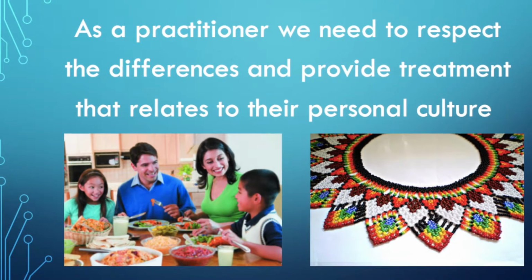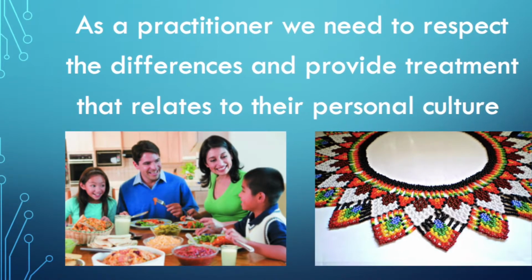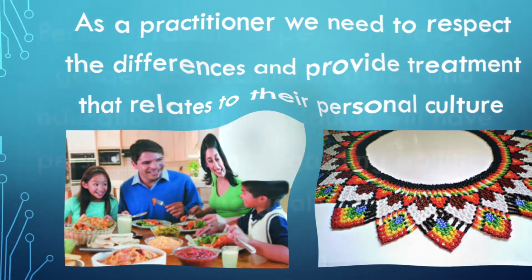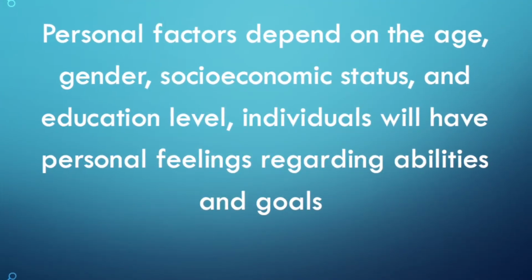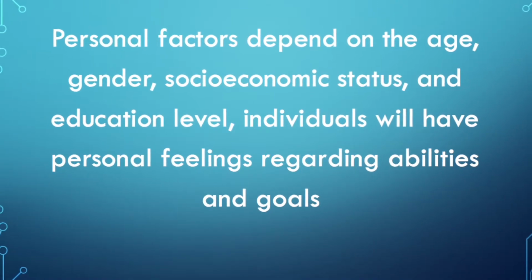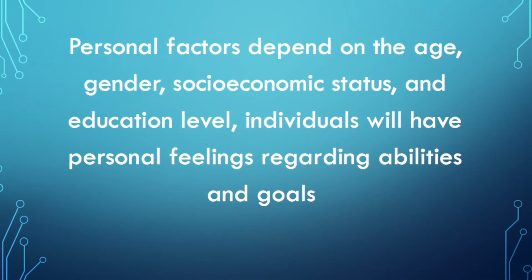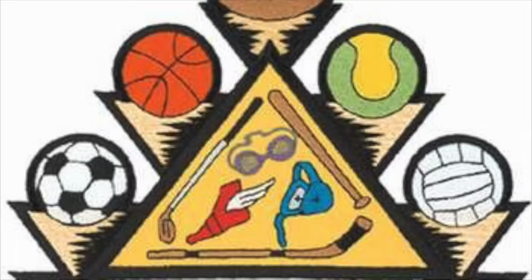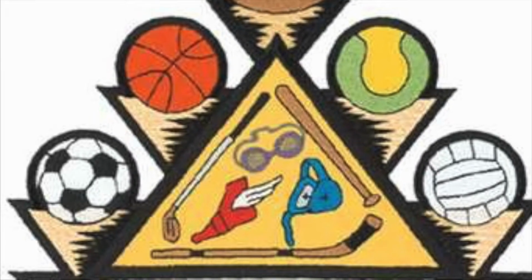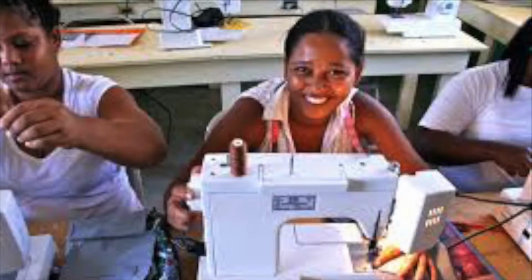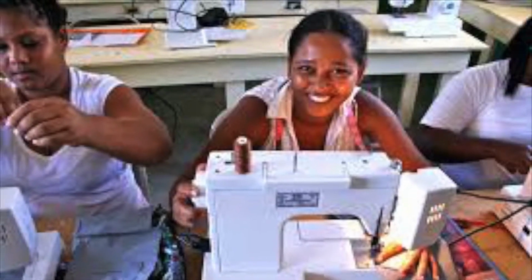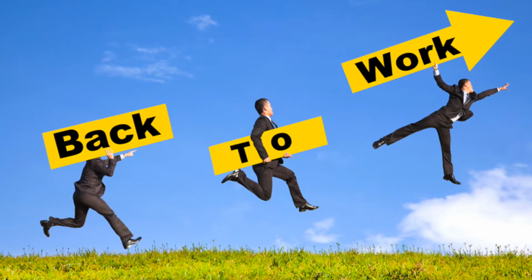Examples include Native American beading, eating meals as a family, and participating in holiday gatherings. Depending on the age, gender, socioeconomic status, and educational level, individuals will have personal feelings regarding abilities and goals. Examples include high school extracurricular activities, attending college, learning vocational skills, and returning to work following an injury.